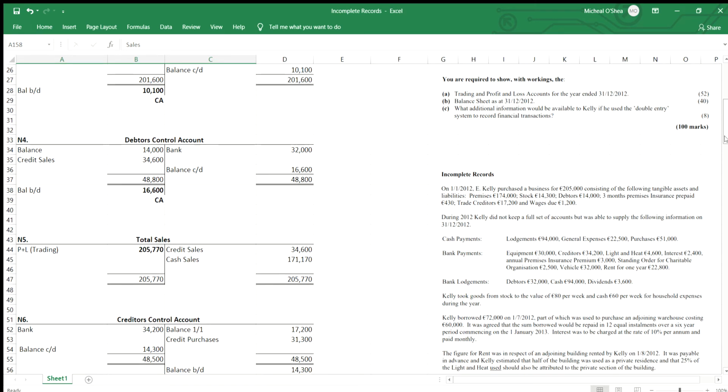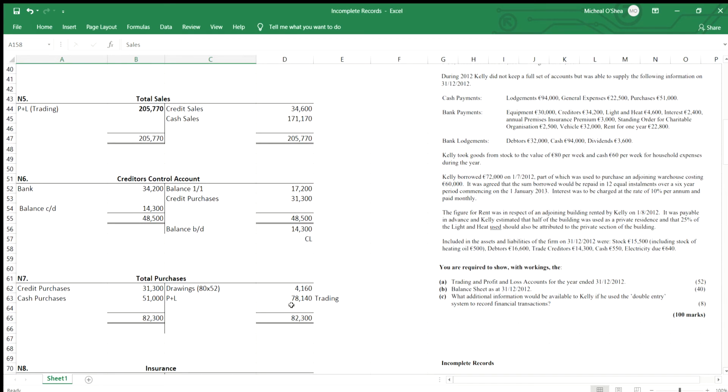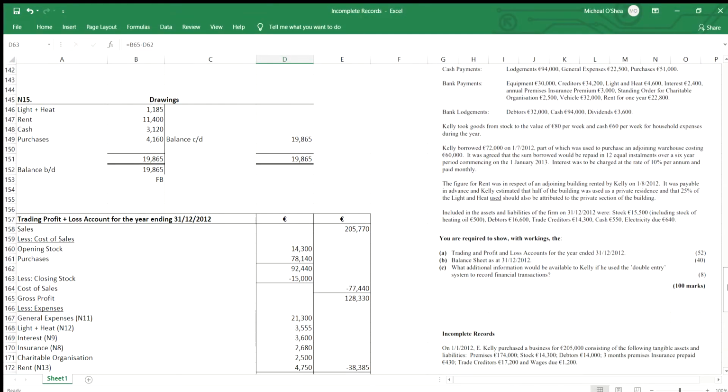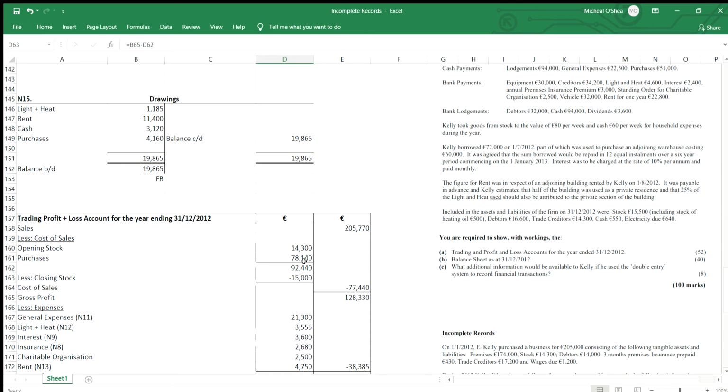While we're up here, let's go to total purchases. My total purchases was 78,140. So let's take those two figures, and straight away we can put those in. Total purchases 78,140, total sales 205,770. And obviously this follows the normal format: sales less cost of sales, opening stock, purchases. Add those together, take away closing stock, give your cost of sales, take that away from your sales, and you have gross profit. This format is very familiar at this stage.